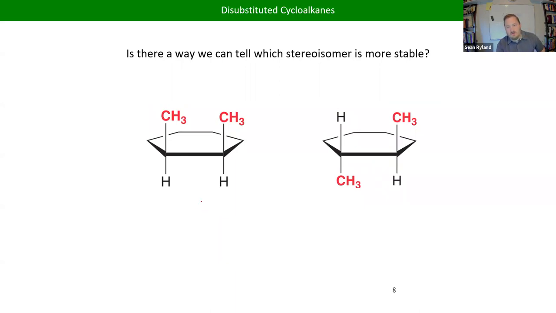So if we're looking at those same two, how do we know which one is more stable? Or in other words, let's try and draw the most stable chair conformer for both of these and see if one of them is going to be significantly more stable than the other, or if they're going to be about the same stability. So I'll give you a second to do that, and then I'll start working through it.